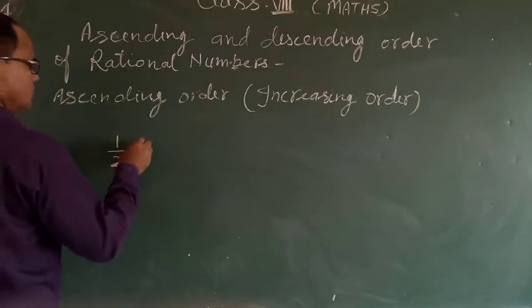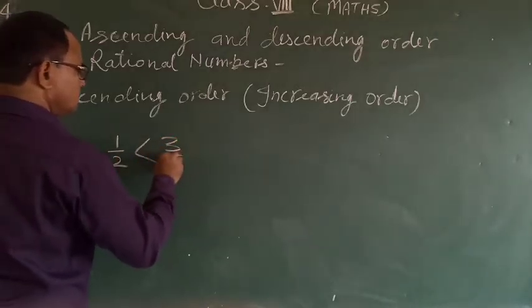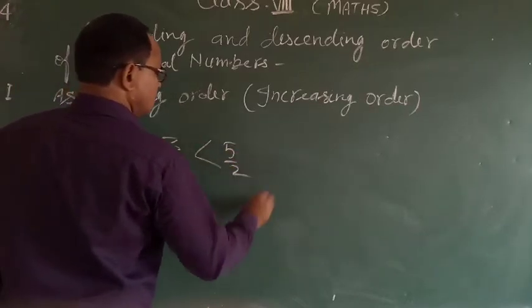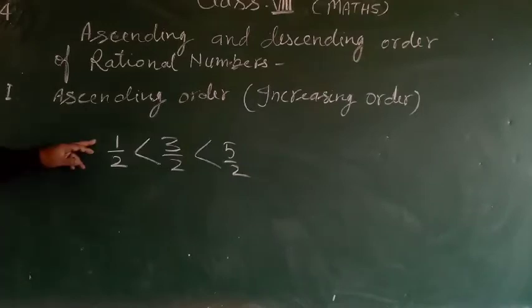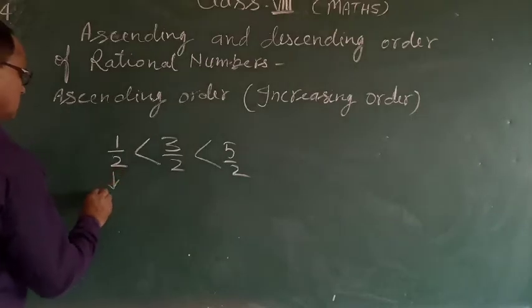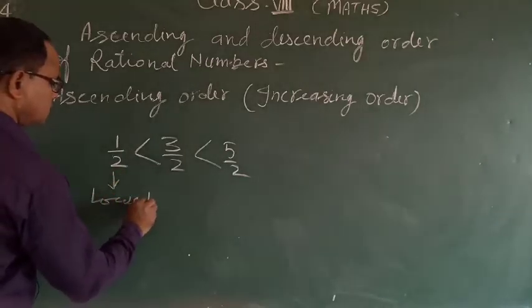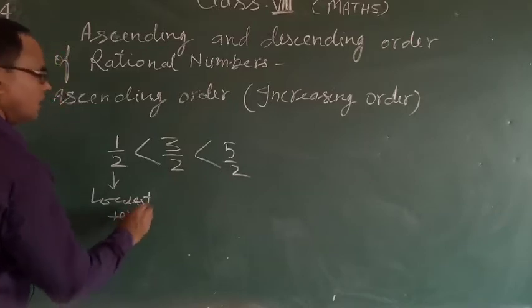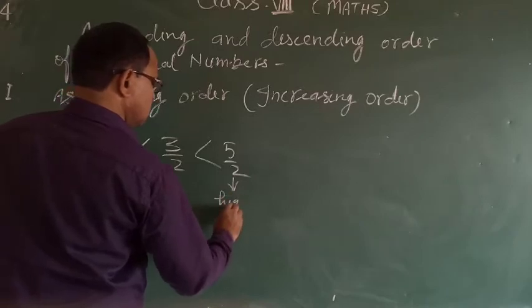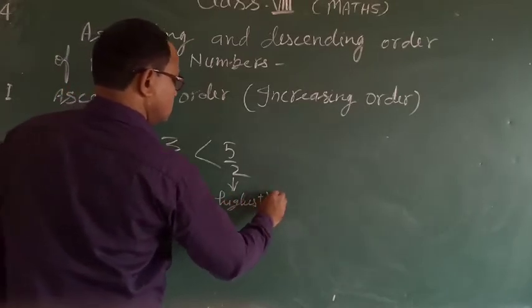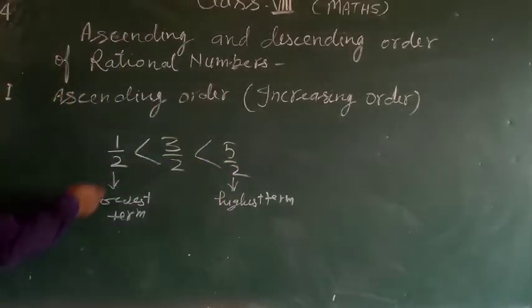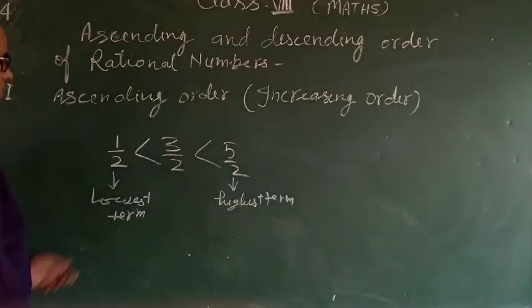1/2 is less than 3/2 is less than 5/2. Okay, students? Here 1/2 is the lowest term, and 5/2 is the highest term of the rational numbers.